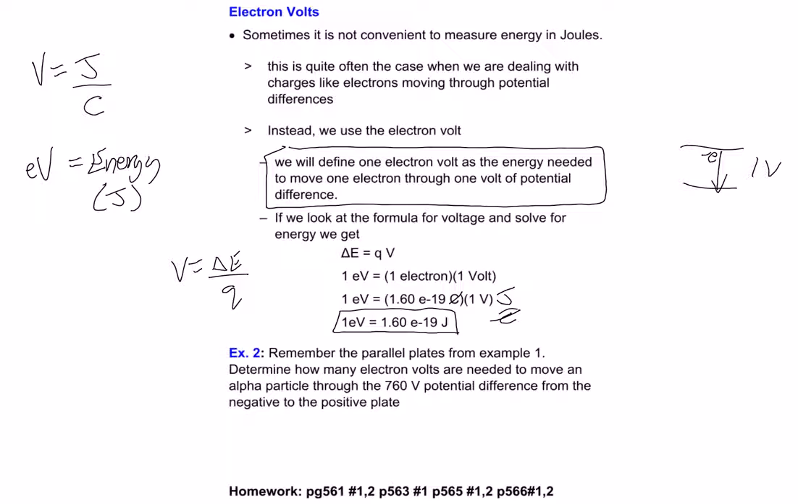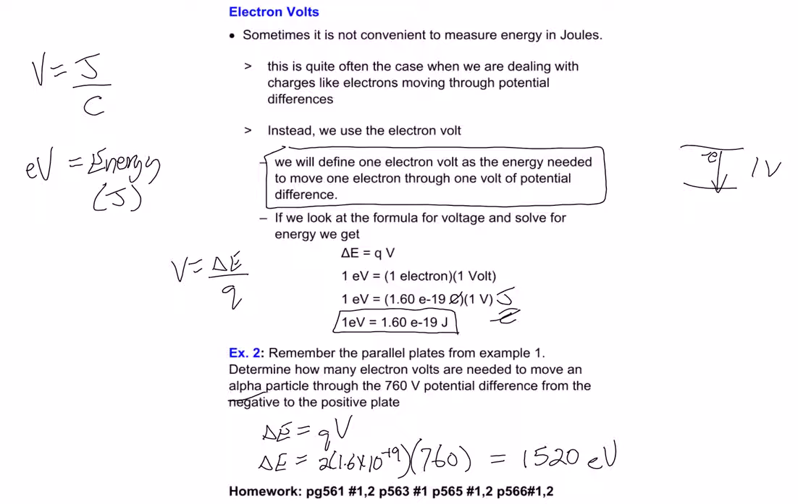So let's do the second example. We're basically back to the parallel plates that we had in the previous one. It says, how many electron volts would you need to move an alpha particle through 760 volts? So if we figure out the energy, and let's do it in electron volts, our charge is Q, but remember it's an alpha particle, which has a positive 2 charge, so that'd be 2 times 1.6 times 10 to the negative 19. Our volts is 760. We multiply those together, and we get 1520 electron volts. It's a pretty easy calculation. Just multiply the two and that's it.